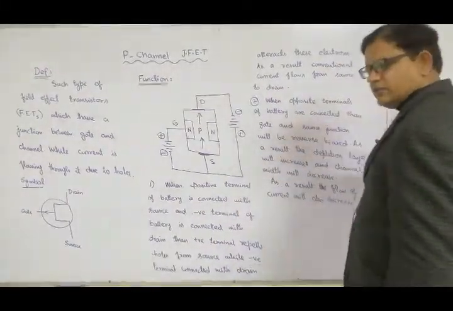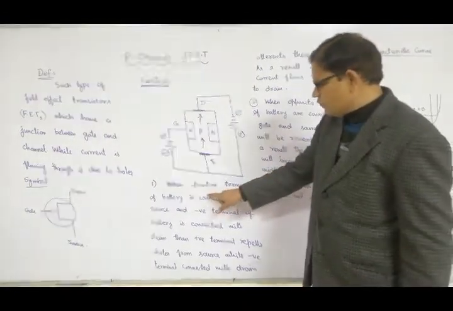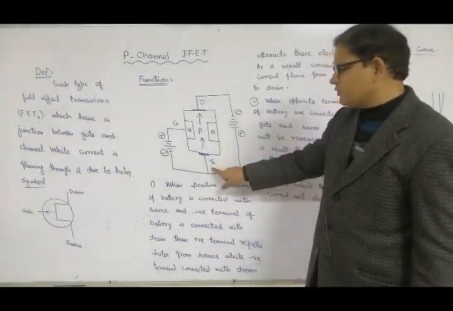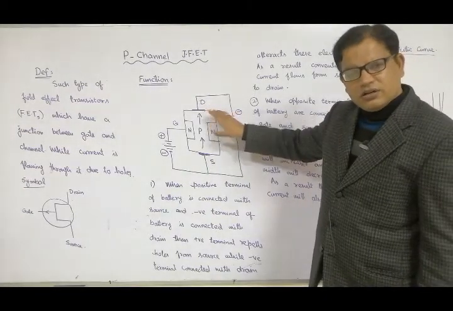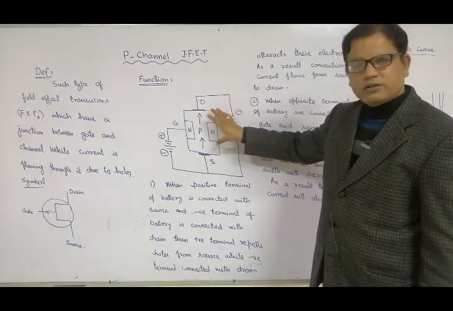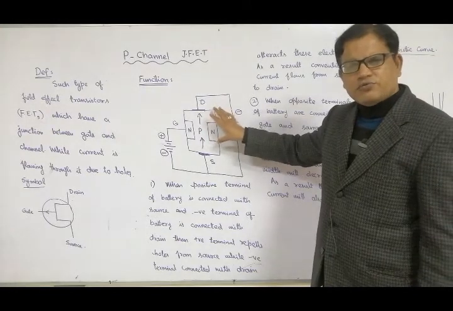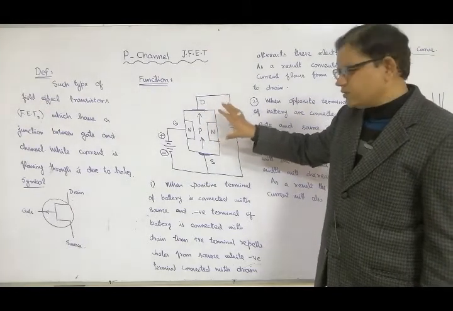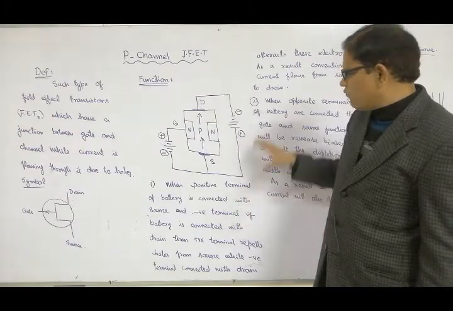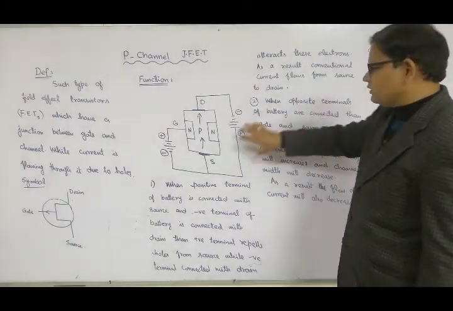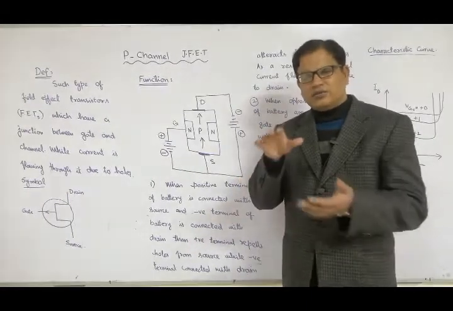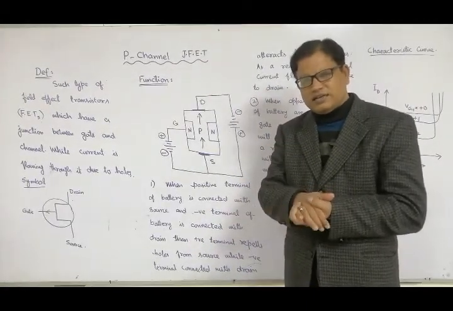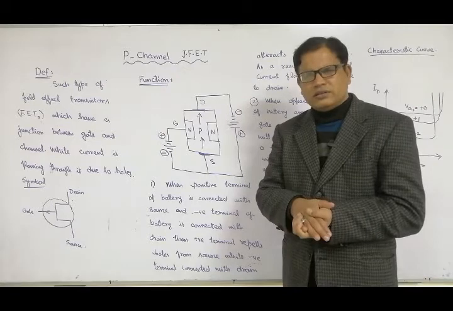This characteristic works only when we have the positive terminal connected with the source and the negative terminal connected with the drain. Its function will be very fruitful and result oriented. While when we oppose those terminals, we have a zero level current over here. The current will minimize its level and no current will flow through it.